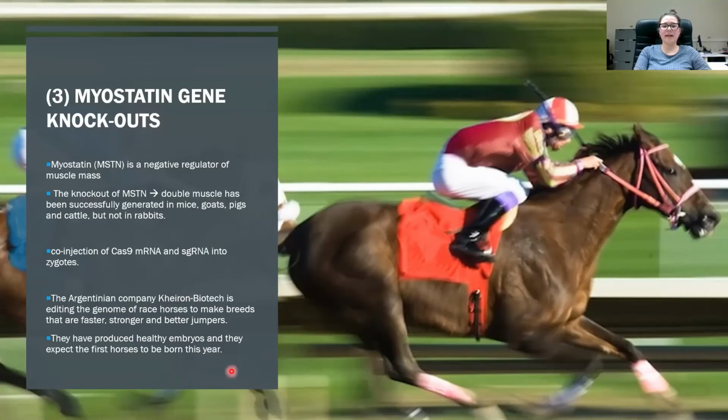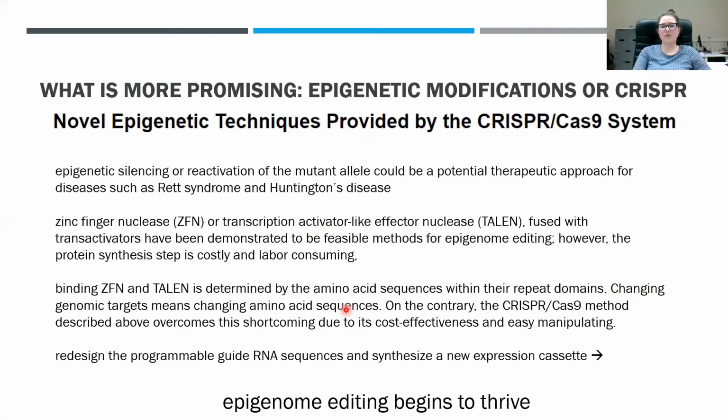Maybe this year, like I'm citing this, so maybe this was already a few years ago. And the last point I wanted to make is about what is more promising: epigenetic modifications or gene editing. Actually, they are not so separate fields. They are quite interrelated, because epigenetic silencing or reactivation of a mutant allele could be a potential therapeutic approach for diseases such as Rett syndrome and Huntington's disease.